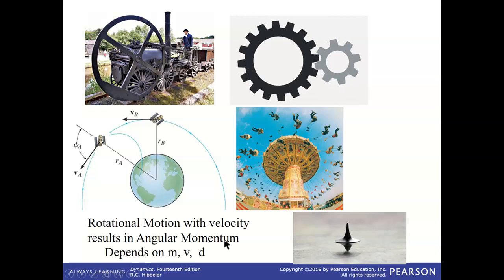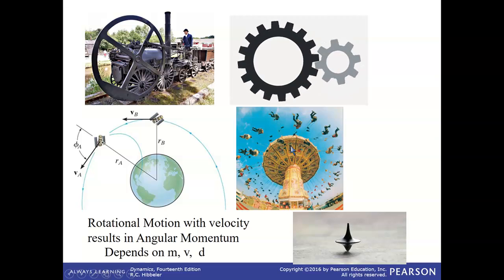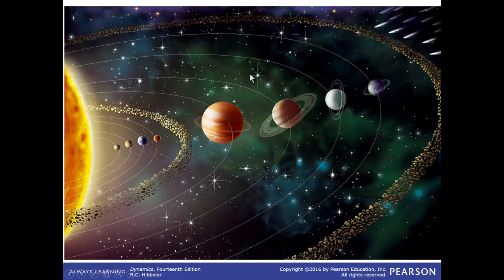So angular momentum depends on the mass and angular velocity of the particle and the distance of the particle from the axis of rotation. That means in the amusement ride, the angular momentum of a rider changes depending on how far the rider is from the axis of rotation. Having said that, all these planets in our solar system, they have angular momentum because they all rotate or orbit the sun at some distance.